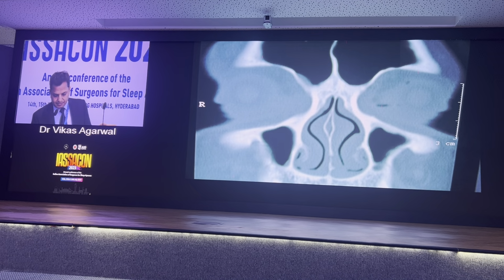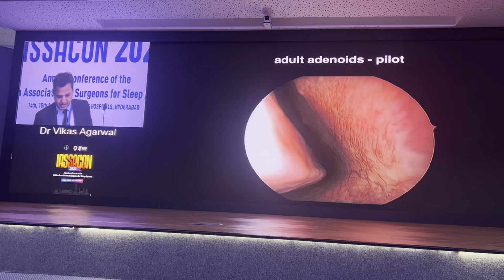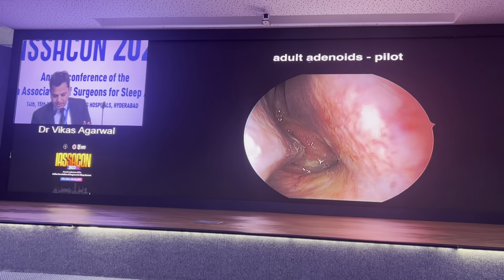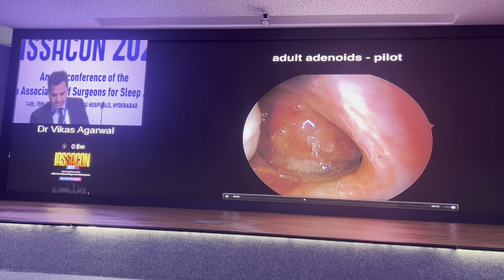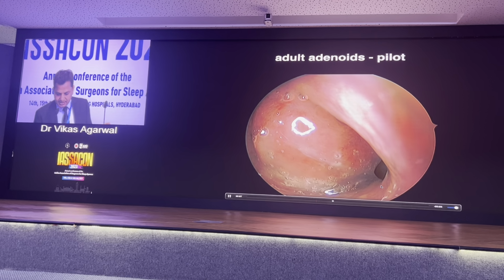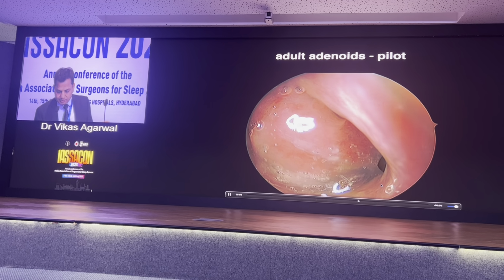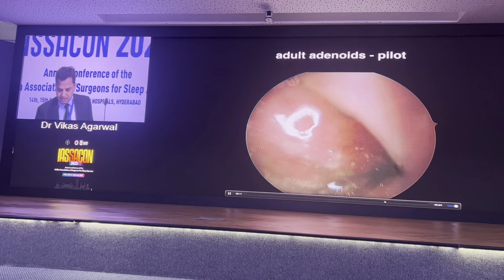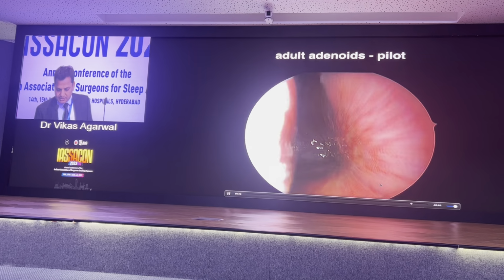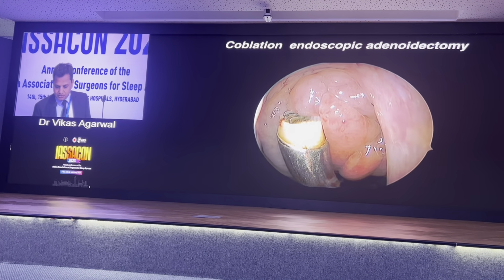If there is a septal turbinate, take care of that. Adult adenoids are pretty common. So adenoids are also seen in adults. Now see, this is almost a grade 3, grade 4 adenoid, and the person is actually a pilot. You can see the mustache. So obviously do a complete adenoidectomy.